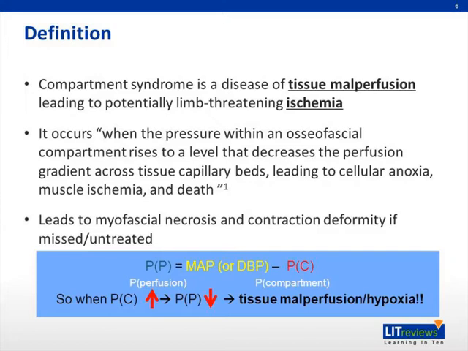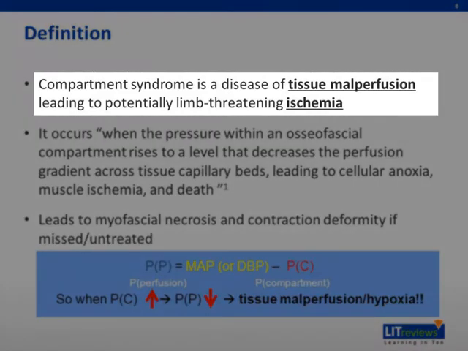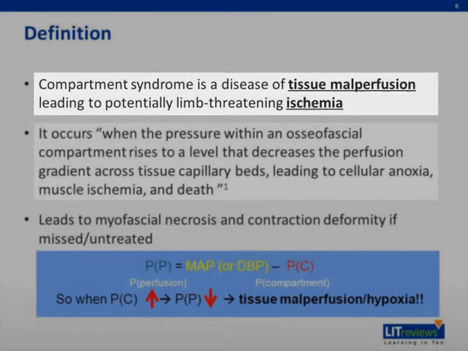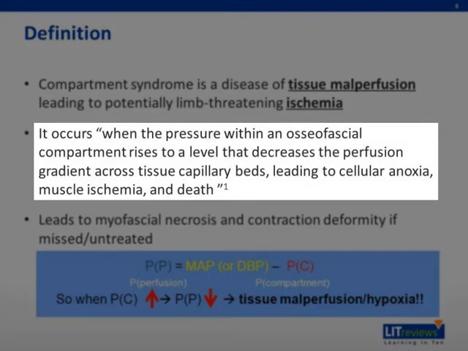So to get into the concept and define what compartment syndrome is, it is a disease of tissue malperfusion. In the case of limbs, and I will point out you can get compartment syndrome elsewhere in the body, but in the case of limb, this can even be limb-threatening disease, depending on the extent of ischemia you get. And there's a definition there at the second bullet point, which I won't bore you with reading, but essentially you get pressures high enough in your osteofascial compartments that blood flow from the arterial side can't get into tissue and can't support it. Accordingly, you get muscle ischemia and ultimately death of the tissue itself.